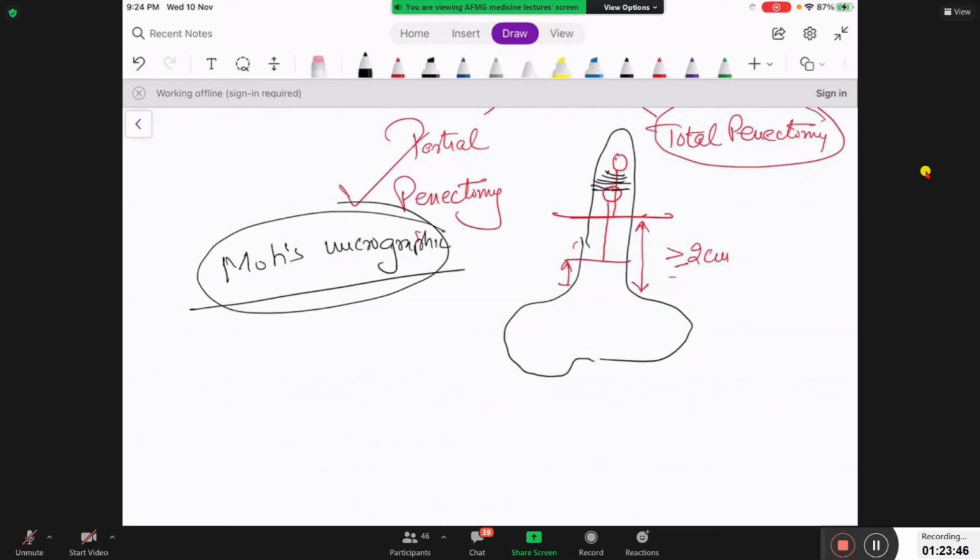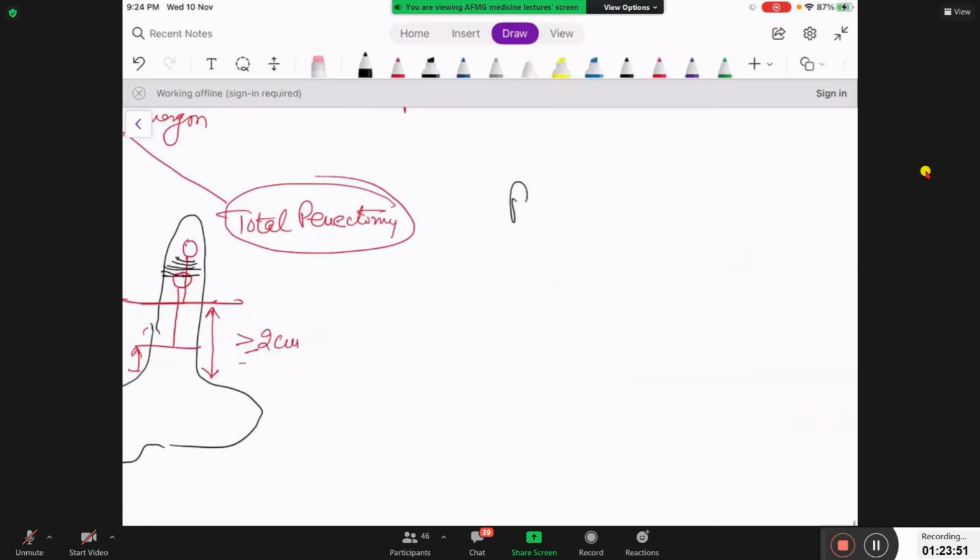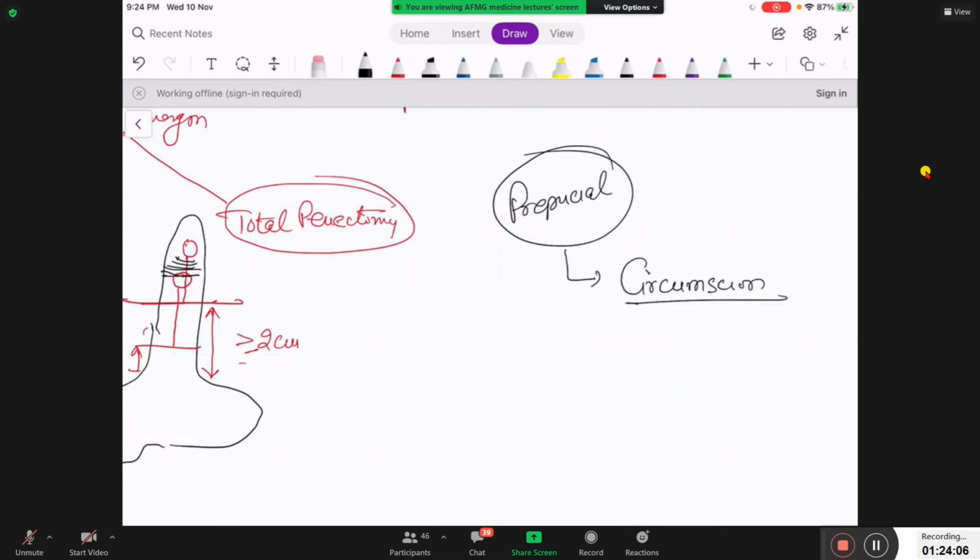Another important point to note in penile malignancy: for a preputial penile malignancy, the wide excision with 2 centimeter margin is actually in that we do circumcision. So circumcision can be a treatment also for a preputial penile malignancy.